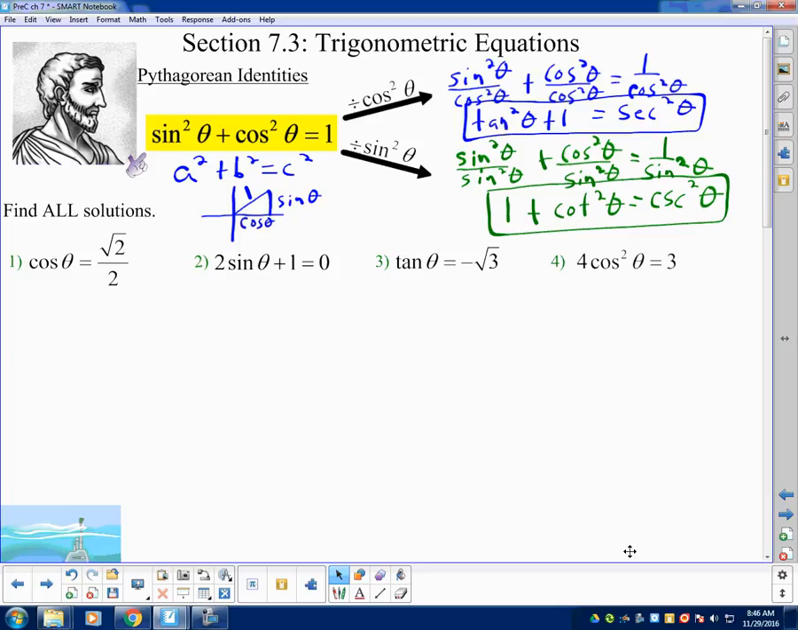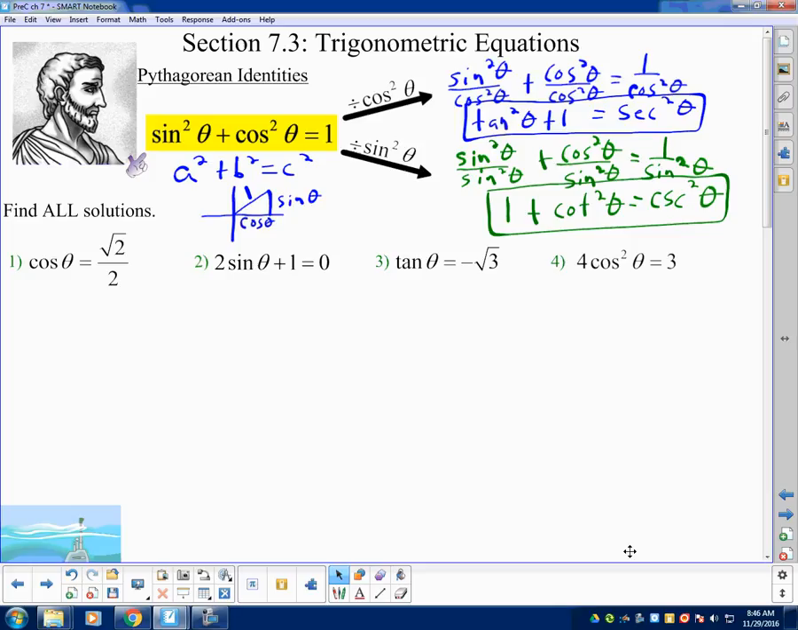So starting with the first one here, it says find all solutions. So we will do that. We're going to throw out our domain. Don't worry about the domain of these, so forget about that. We're going to find all solutions. That means we're going to have to write an expression that covers all the solutions that you could possibly have.